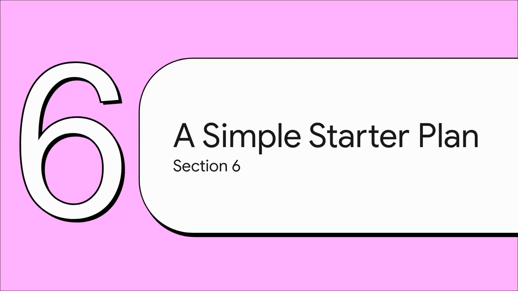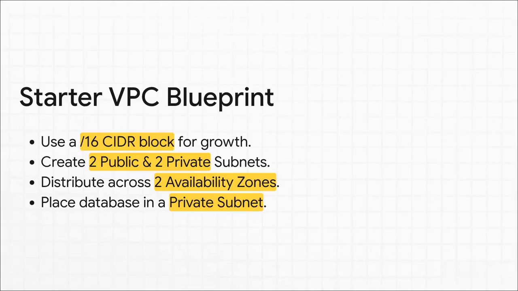So how do we dodge all those mistakes and get started on the right foot? Well, here is a simple, really solid blueprint that you can use for most small to medium-sized applications. Look at how this plan directly fixes all those mistakes. We start with a big /16 CIDR block, tons of room to grow. We create 2 public and 2 private subnets, and this is the key, we spread them across 2 different availability zones for high availability. The database is tucked away safely in a private subnet, and we have a NAT gateway for any secure outbound connections it needs to make. This is a solid, resilient foundation to build on.